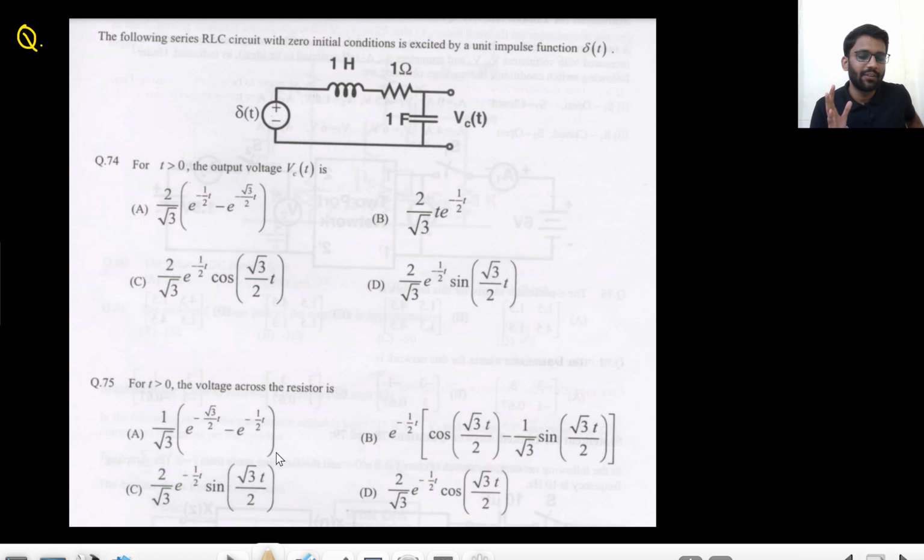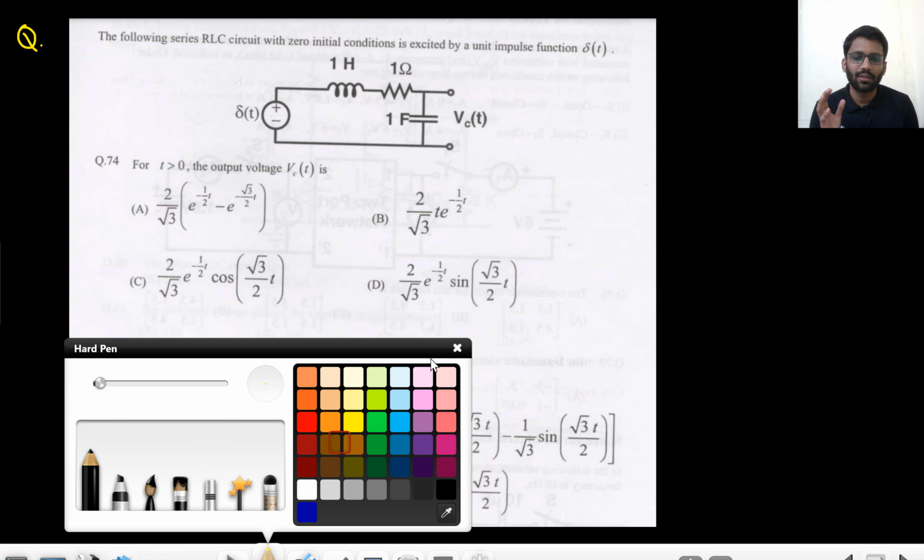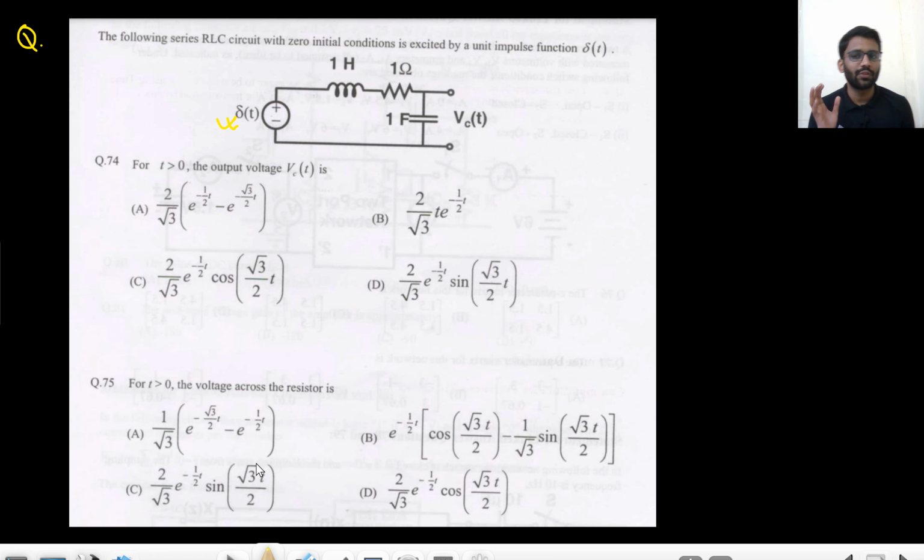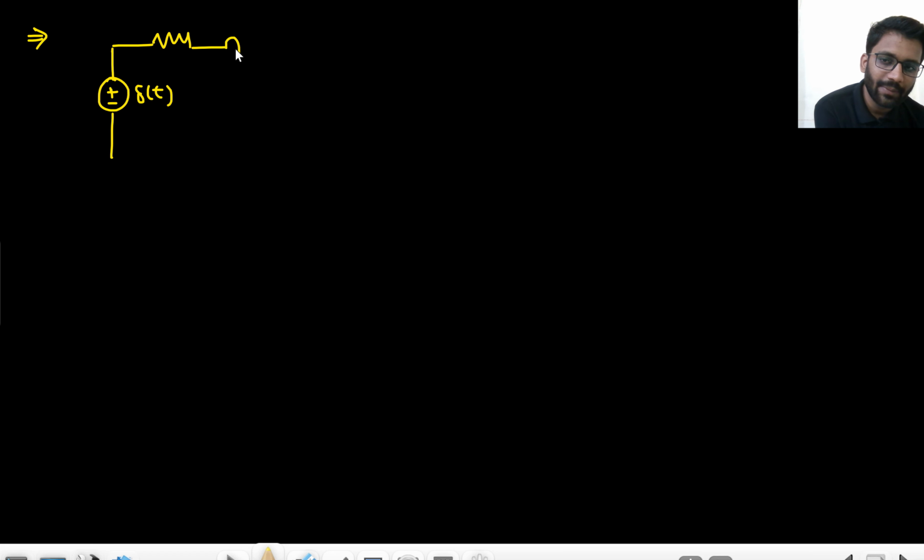Now, most of the students, since there is this impulse input, will solve it by Laplace in the exam. You can solve it that way as well, but it will give a very complex calculation. So how have we studied? Let's take this circuit. We have studied by the damping, right? This is delta T, and damping is independent of the applied input.